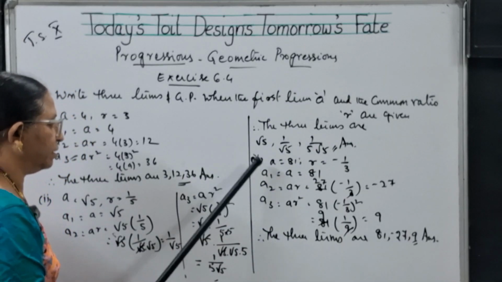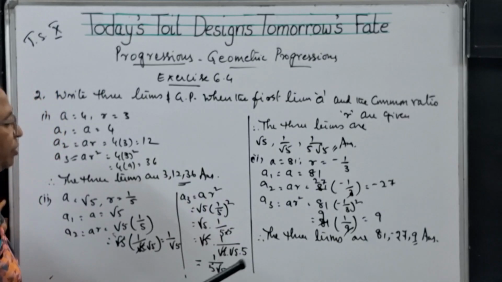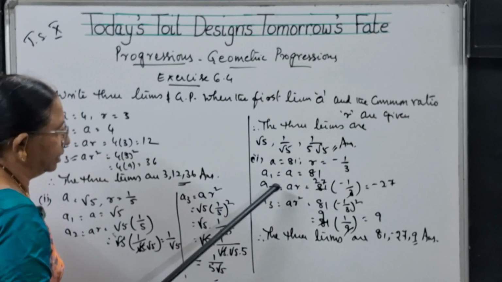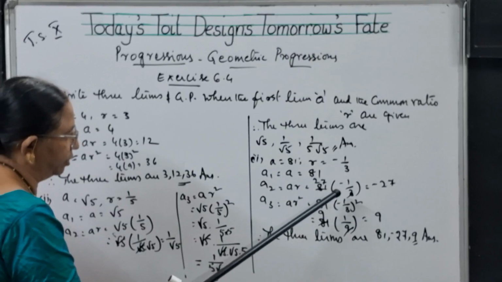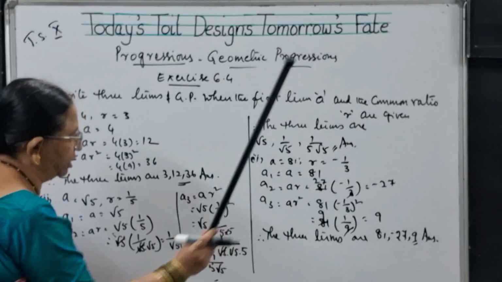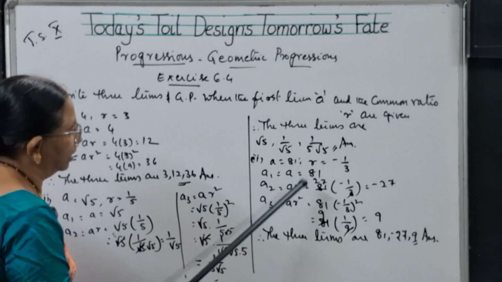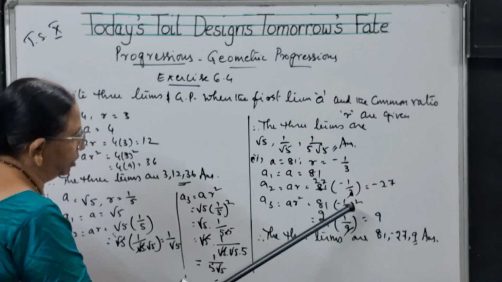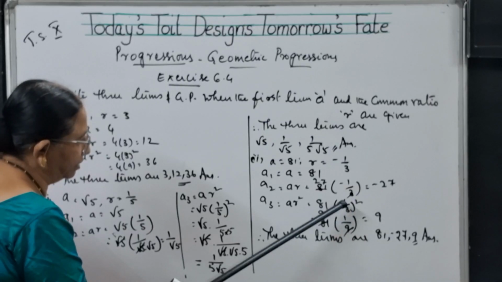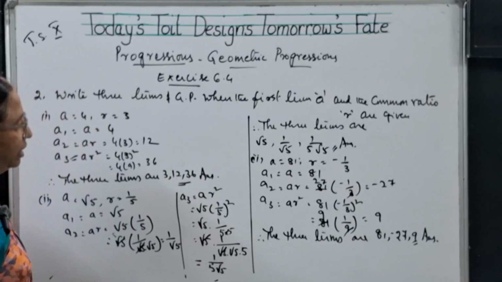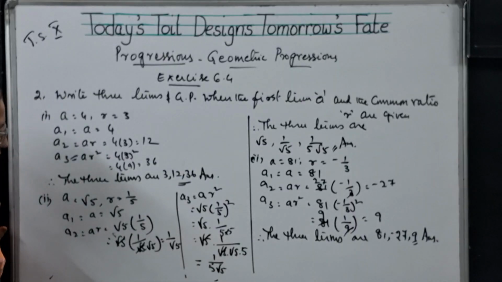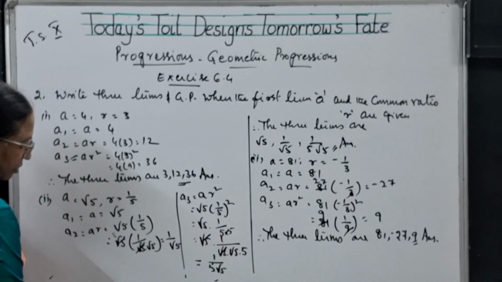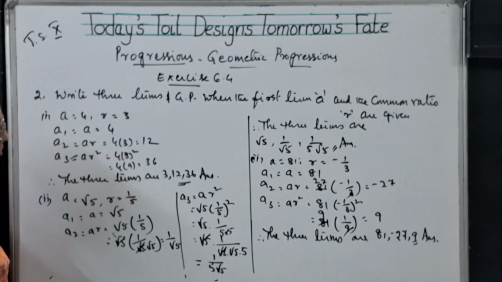Next, A is 81, R is minus 1 by 3. So first term is 81. Second term is A into R, that is 81 into minus 1 by 3, that is minus 27. A3 is A R square, 81 into minus 1 by 3 whole square, minus into minus plus, 1 by 3 square is 1 by 9. So 9 nines are 81. So 81, minus 27, 9 are the three terms of this bit, children. Please note it down. One more bit is there, I'll do it.